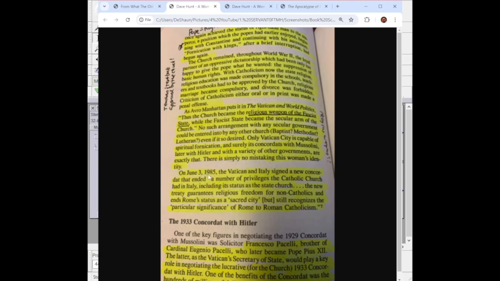Why so late? Why in 1985? That's 9 years after I was born. The new treaty guarantees religious freedom for non-Catholics and ends Rome's status as a sacred city, but still recognizes the particular significance of Rome to Roman Catholicism.